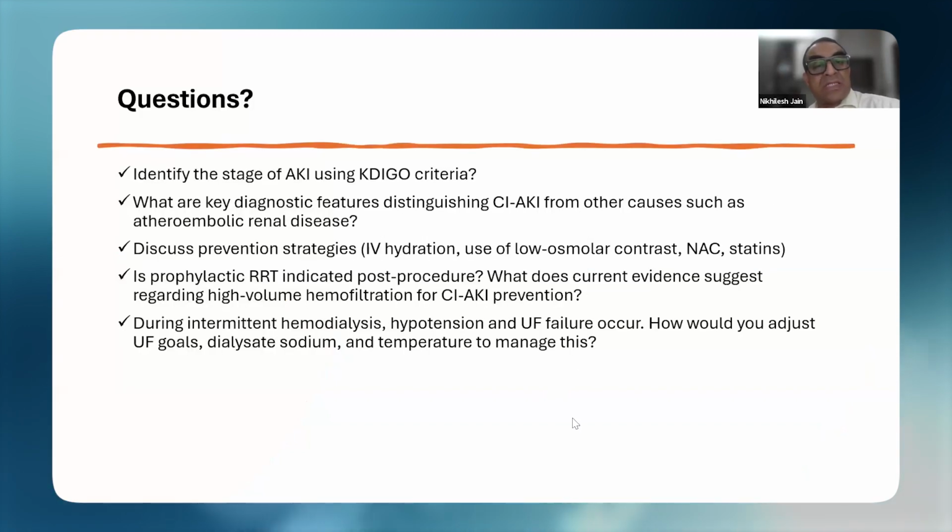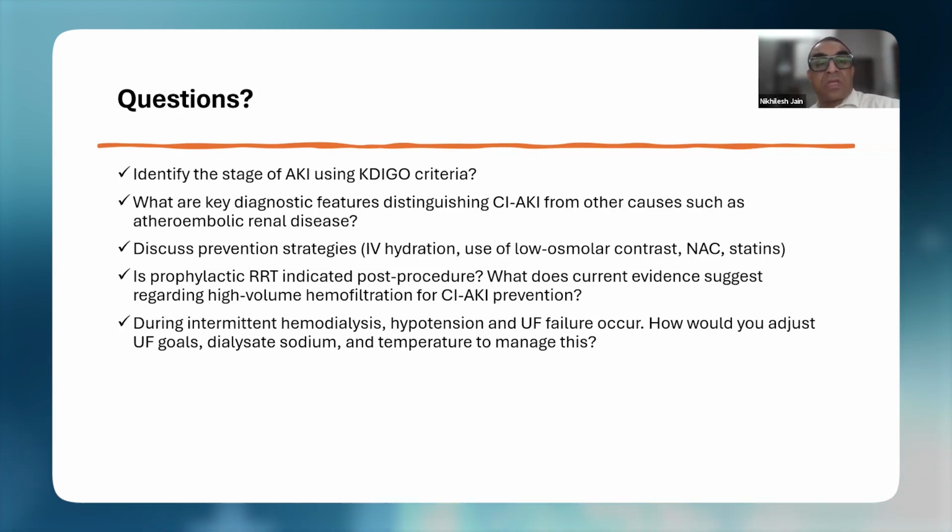So you identify the stage of acute kidney injury again using KDIGO criteria. That is important. What are key diagnostic features distinguishing contrast-induced acute kidney injury from other causes such as atherosclerotic renal disease? Prevention strategies is something that you should be aware of in terms of IV hydration, use of low osmolar contrast agents, N-acetylcysteine, statins; what is their current role and place as per evidence of therapy? Is prophylactic RRT indicated post-procedure? We need to sort that out.